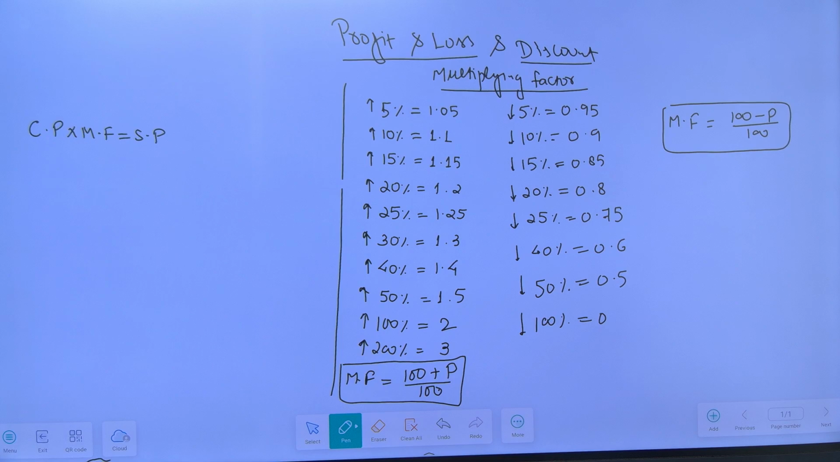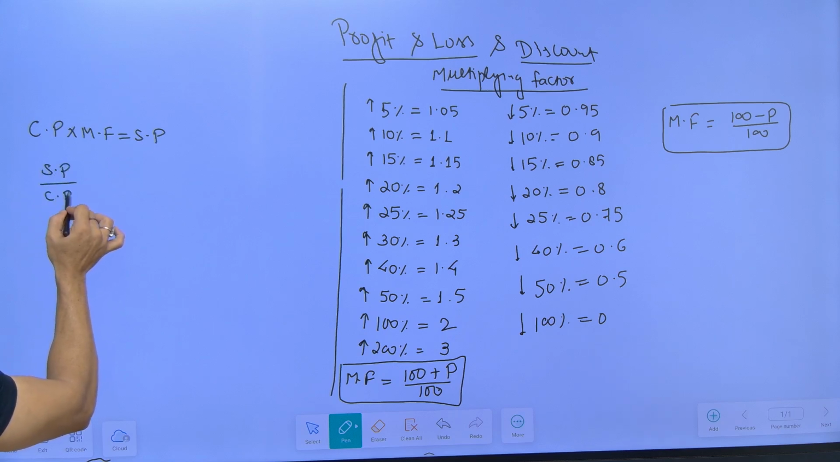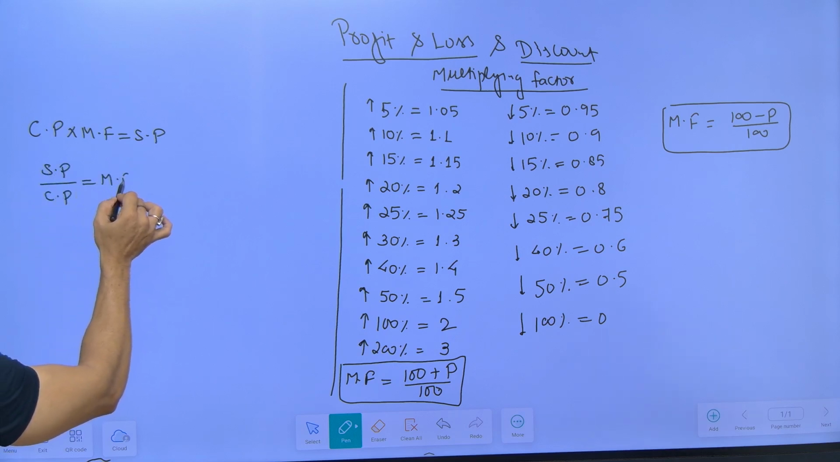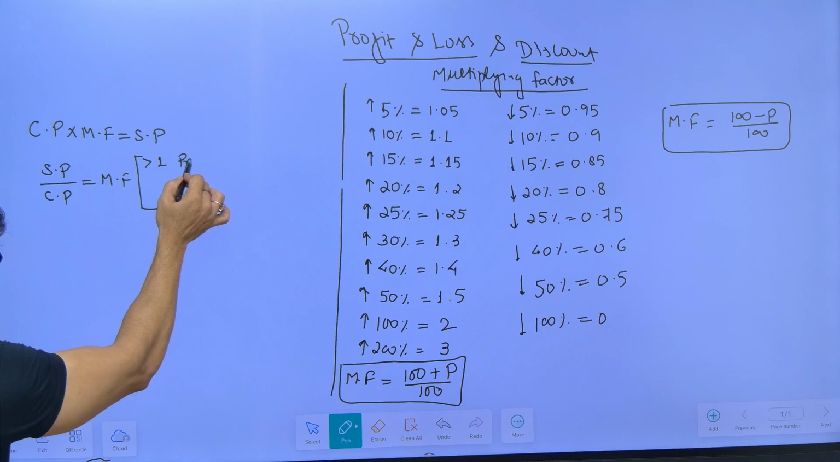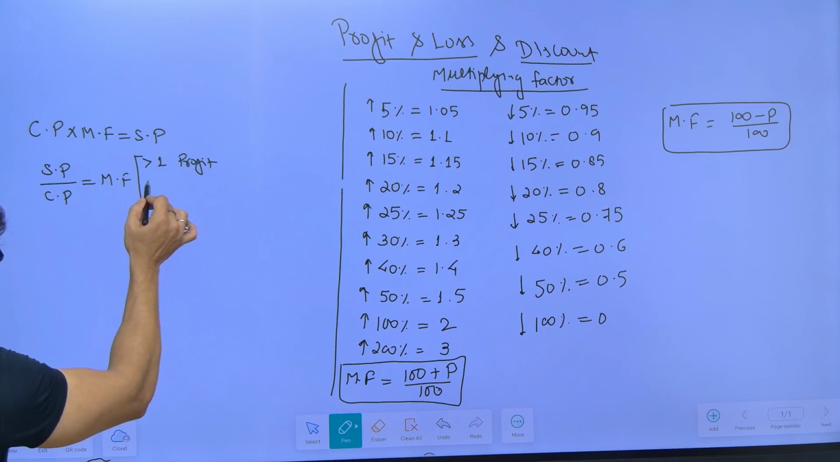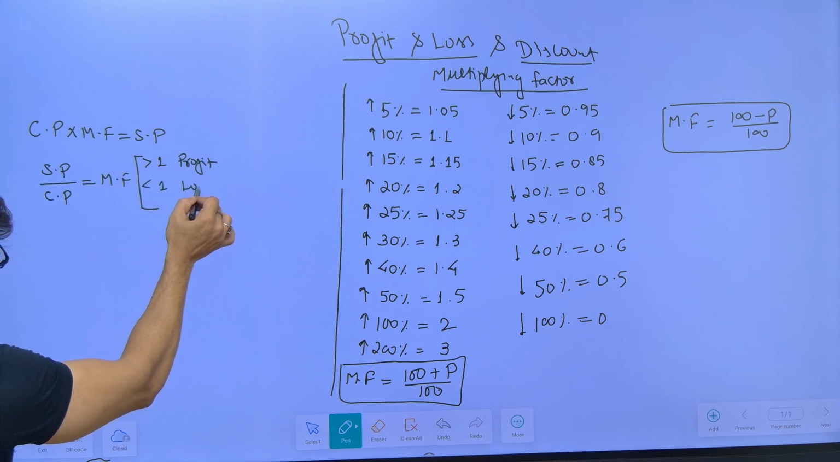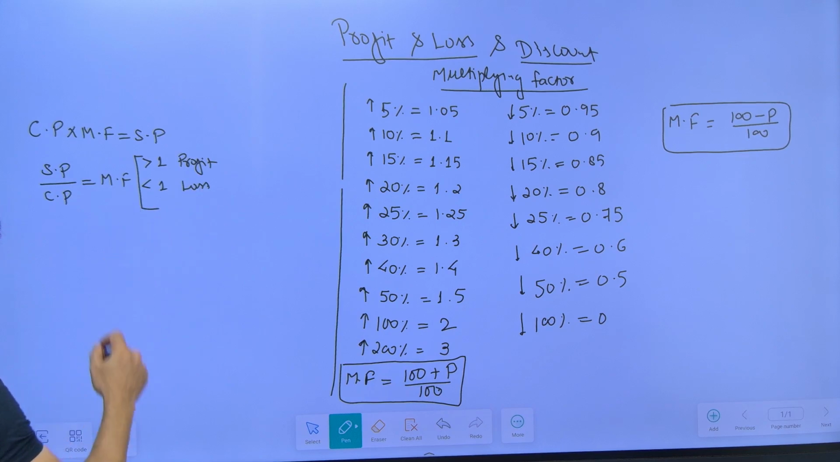This is the formula. Formula can also be written in a different form. It is selling price over cost price is called multiplying factor. And if this multiplying factor is greater than 1, that means there is a profit. Less than 1, that means there is a loss. Equal to 1 means no profit, no loss. The ratio, SP by CP.